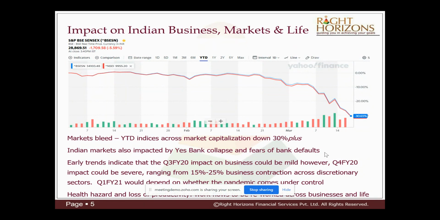For Indian markets, the added problem was the Yes Bank collapse and the fears of bank defaults. The Yes Bank collapse did shake up a lot of people into asking, is my bank safe? That has had its impact on the stocks of all the banks, and irrespective of quality, many of them have fallen. I don't remember the last time I saw HDFC Bank fall 10% in a single day. So that is the kind of impact we've seen.